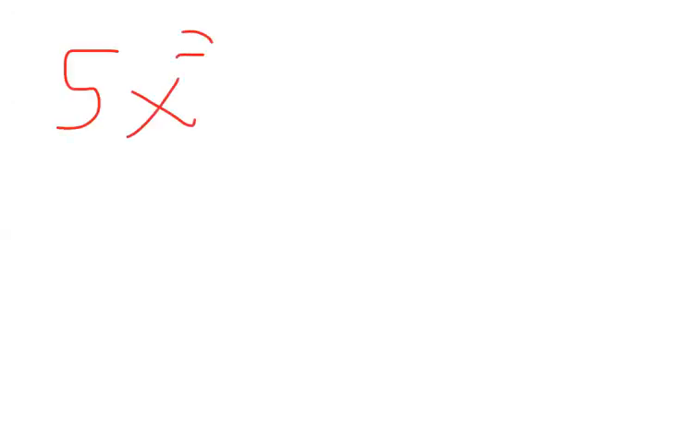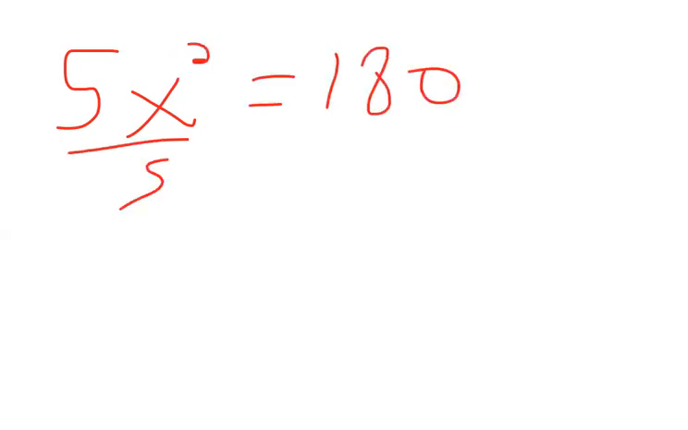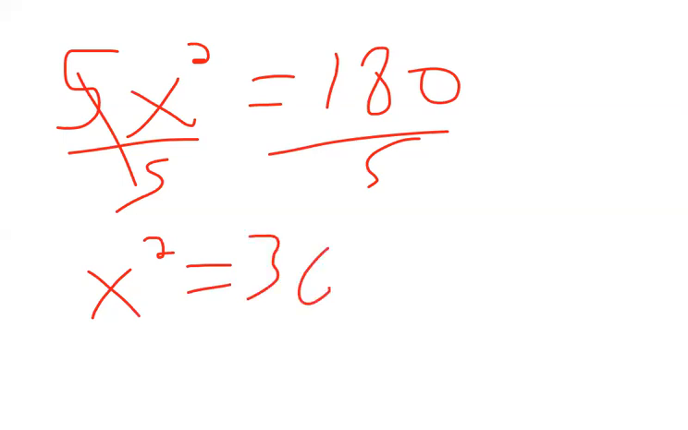5x squared equals 180, divided by 5. 180 divided by 5 should be divisible. You end up getting 36. It's just math at that point. x squared equals 36. Take the square root.